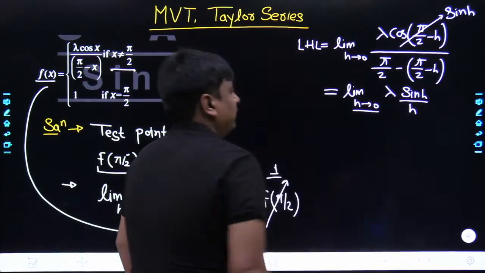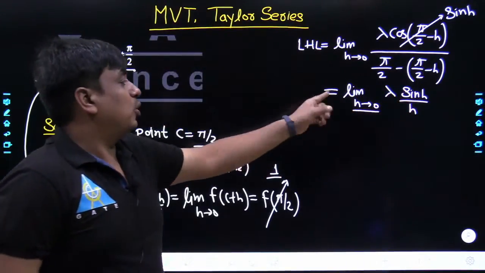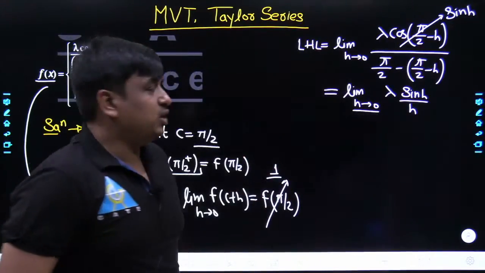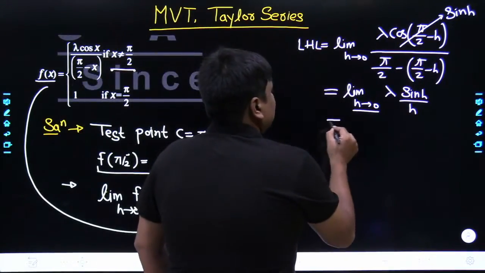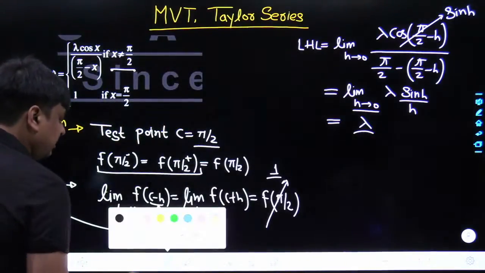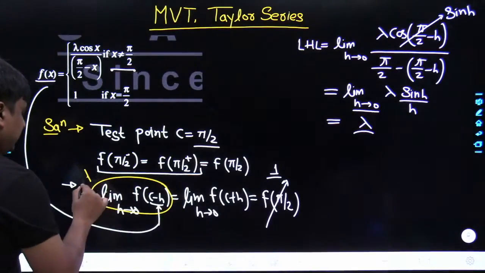Again, it's a case of L'Hospital rule. You would be taking differentiation at the numerator, which will become cos of h, and the denominator would become 1, and thereafter you will feed h equals 0. You will get to know your left hand limit is nothing but lambda. Or the worth of this is nothing but lambda.